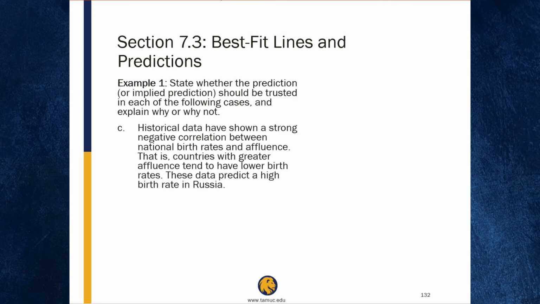A few other situations. One here says historical data have shown a strong negative correlation between national birth rates and affluence. That is, birth rates and wealth and things of that nature. What that would also mean is countries with greater affluence, greater wealth, and so forth tend to have lower birth rates. This data is used to predict a high birth rate in Russia.